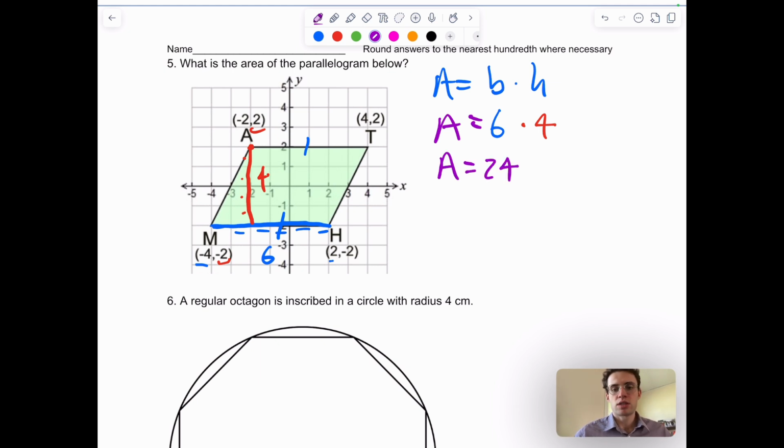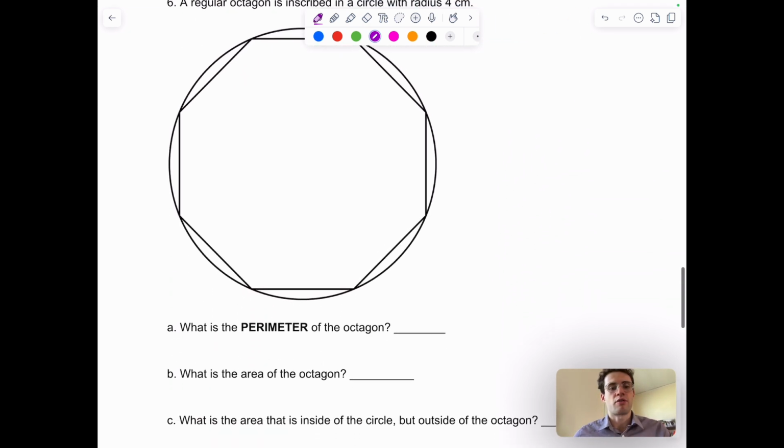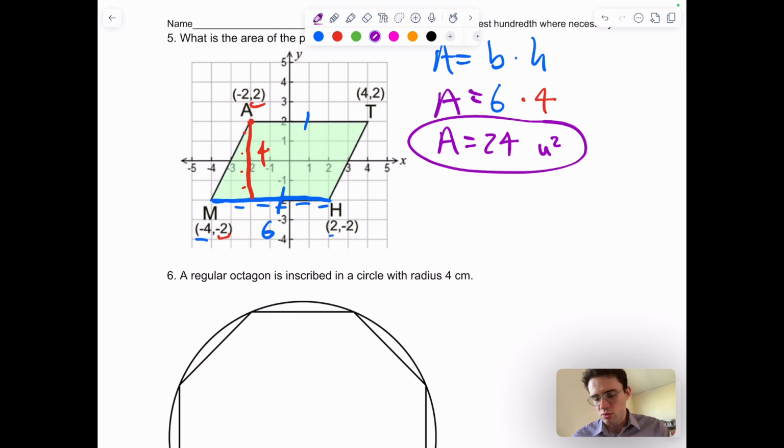And now there are no units. Some of my students will write unit squared or u squared. I would probably accept it just as 24 as well, but that's all you've got to do for that one. Don't waste too much time. This one was mostly thrown in as a freebie.